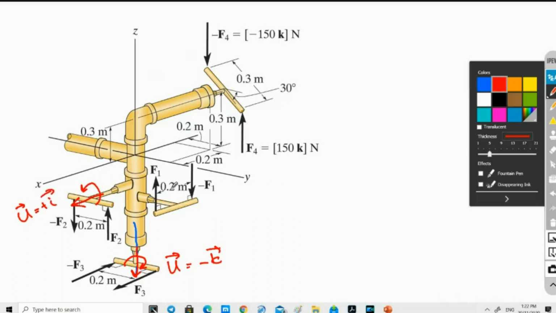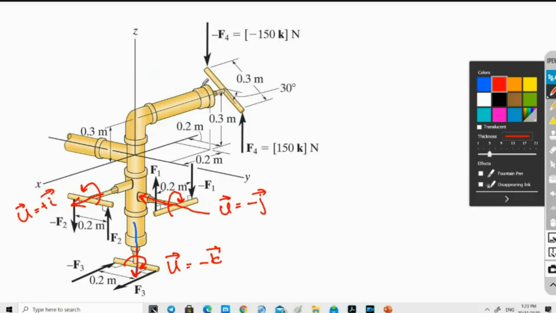What about this one? Axis of rotation here, the rotation will be like that, meaning that your thumb will be in this direction. So the unit vector will be minus j, right? Because it is parallel to y and it is in the negative direction.